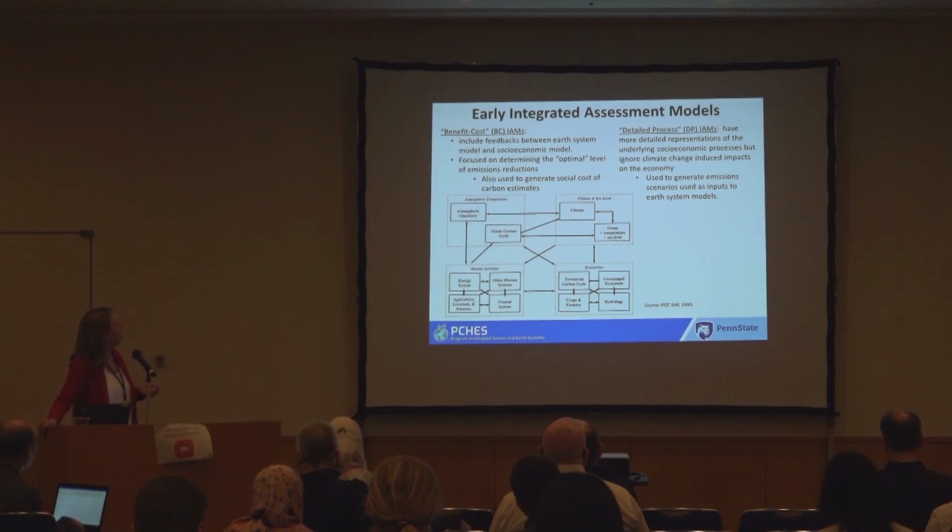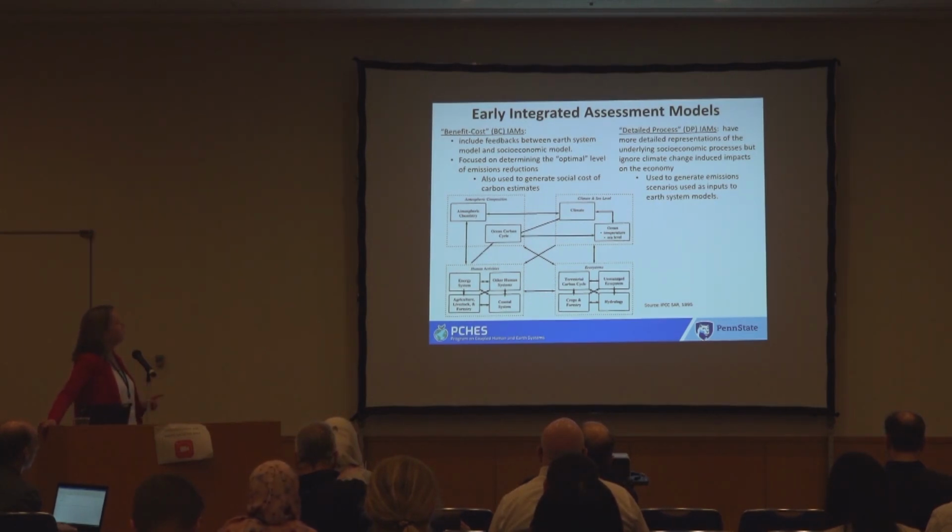These benefit-cost IAMs are really focused on determining, in the early years with the DICE model, the optimal level of emissions reduction, so trading off abatement costs with damages to get the optimal level. More recently, there's now a huge literature and a huge community of people doing social cost of carbon work. So, what's the increase in damages from a 1-unit change in carbon?